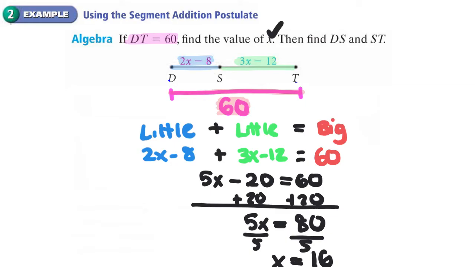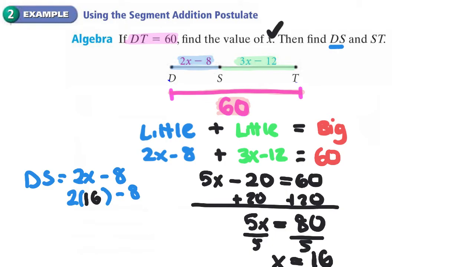However, this question is still asking for the value of DS and ST. DS, as asked for here, is represented by 2x minus 8. So instead of writing 2x minus 8, I could rewrite this so DS is 2 times our value of x, which we said was 16, minus 8.